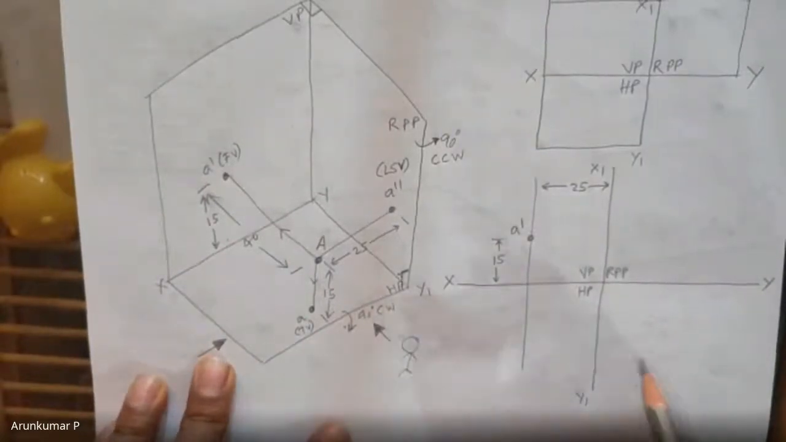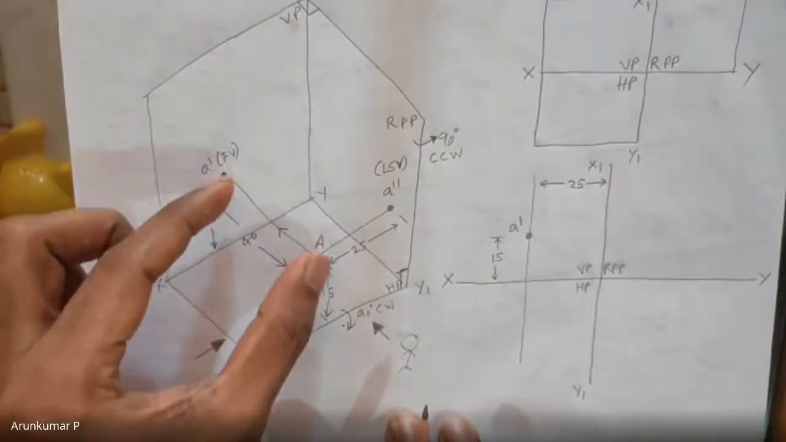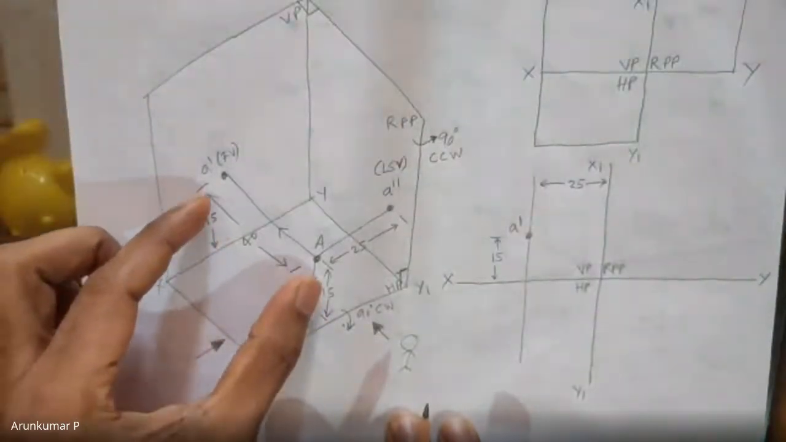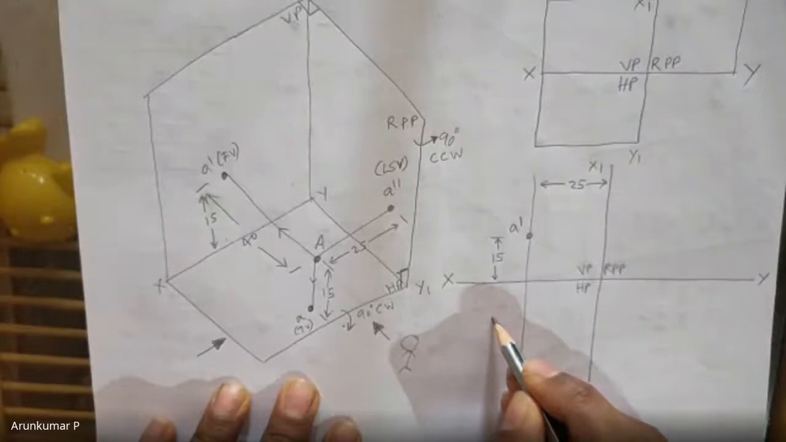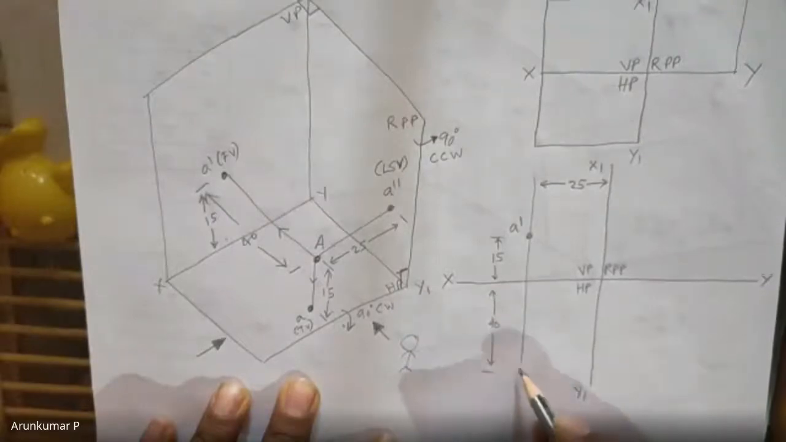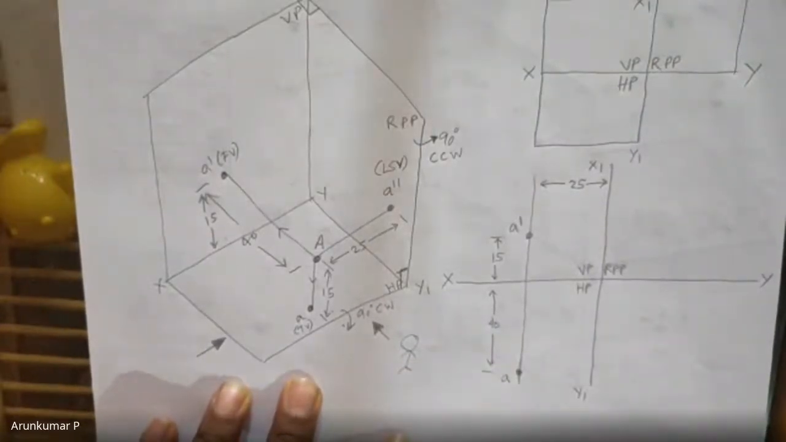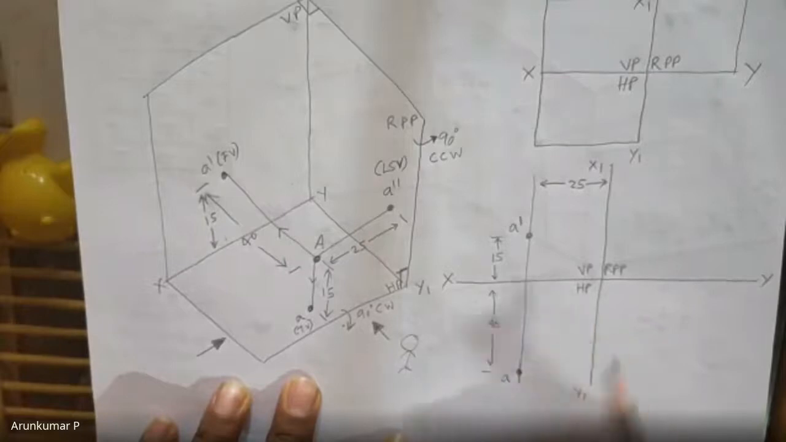Now tell me, what is the distance of the top view from the XY line? This distance is 40. So 40 mm below, you will get the top view A. So these are regular. We know that the front view we are going to get in VP, and the top view in HP. So straightforward, no problem.